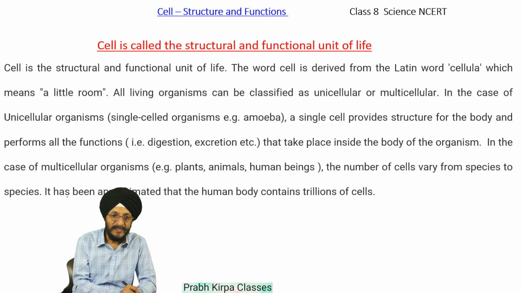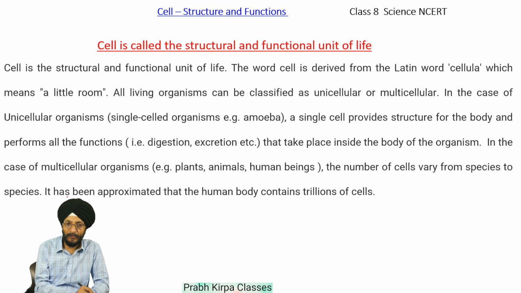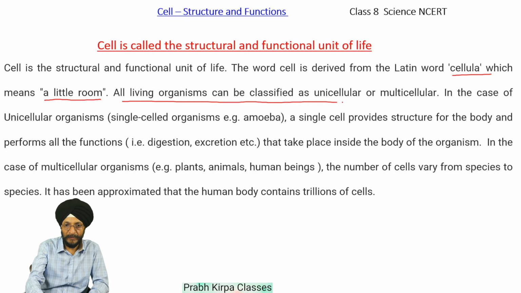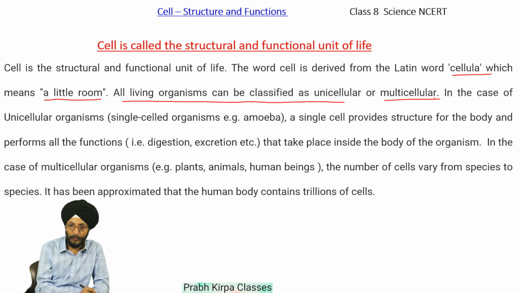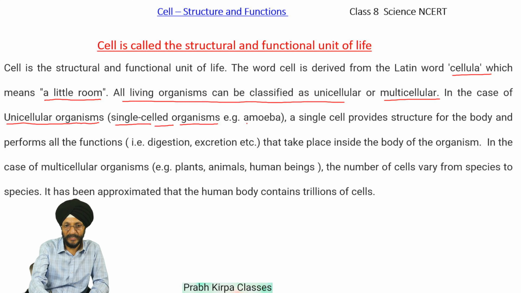Next question is, why cell is called the structural and functional unit of life? Cell is the structural and functional unit of life. The word cell is derived from the Latin word cellula, which means a little room. All living organisms can be classified as unicellular or multicellular. In the case of unicellular organisms, uni means single, cellular means celled, that is single celled organisms.